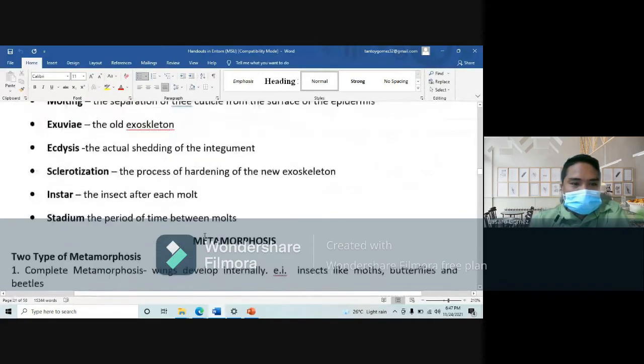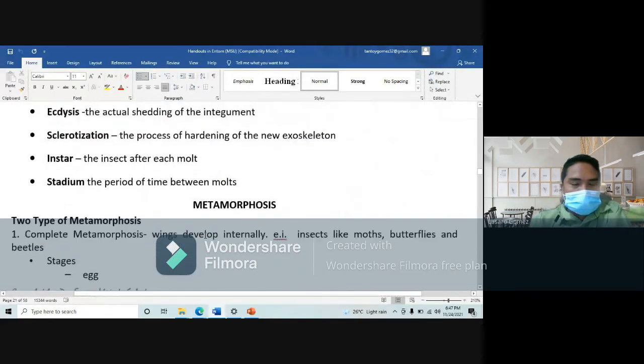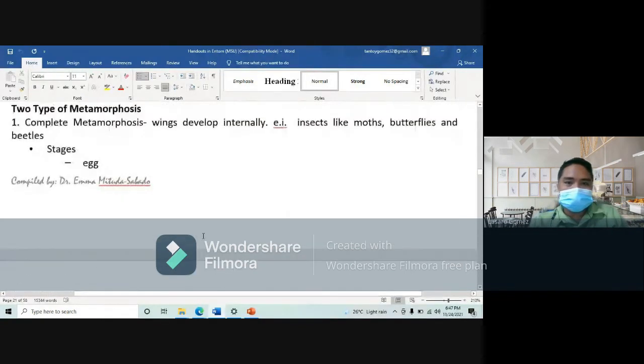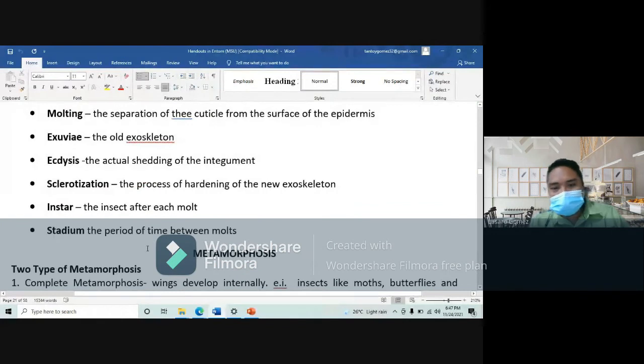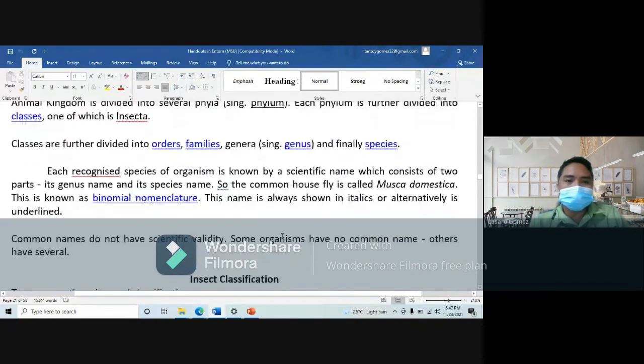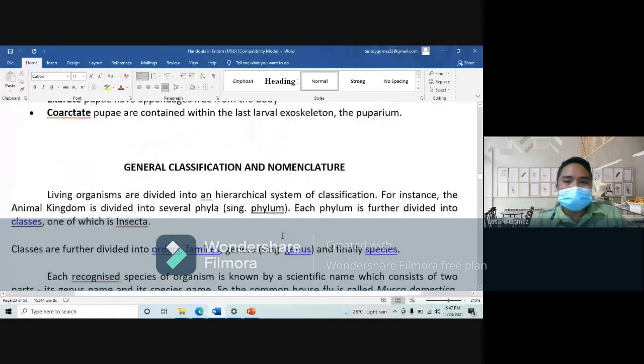So I think that's all for the internal structures of an insect. I have already given you the life cycles of an insect. I think this is module 2. Okay?